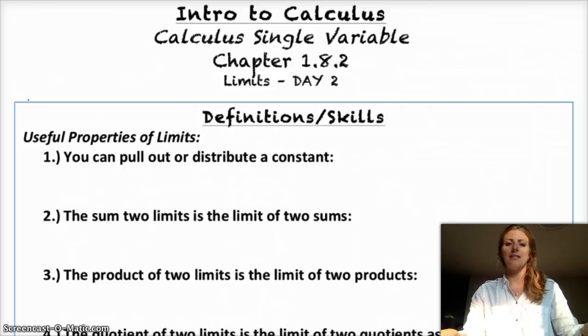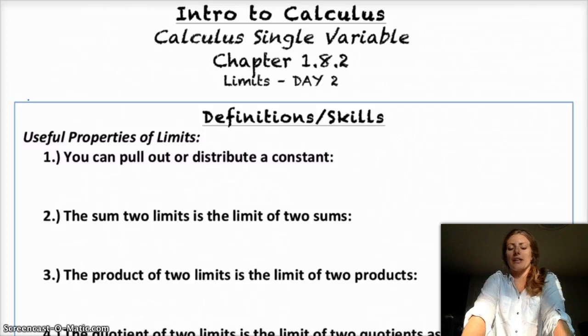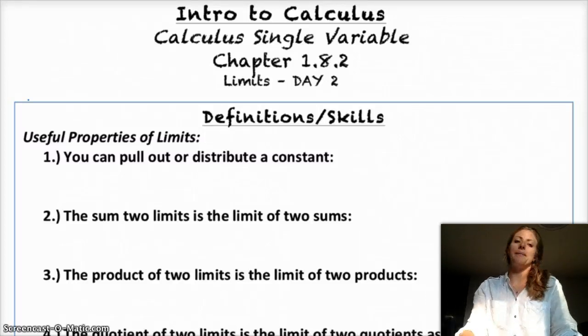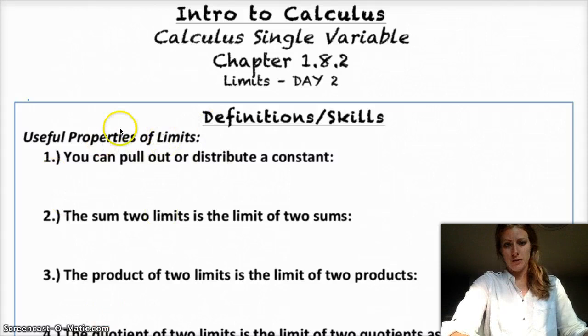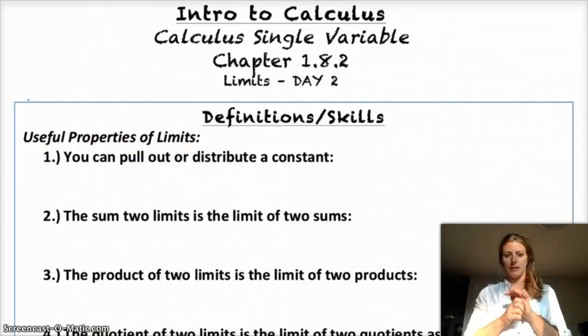So it's about limits. It's our second day on limits. The first video we just talked about what a limit is, the formal definition of a limit. And then today we're going to talk about more practical uses of limits. We're going to talk about these properties, which are really nice and help you solve limits nicely and easier.